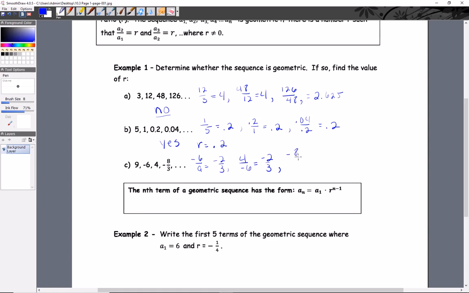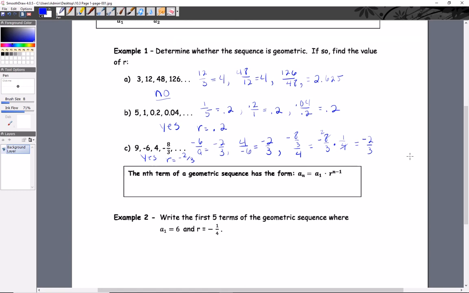So we'll check this last one. Negative 8 over 3 divided by the one before it, which is 4. So negative 8 over 3 times 1/4, reduce, that's a 2. So we do get, again, negative 2/3. So this one would be absolutely yes, and r would be negative 2/3. So that's how you identify whether or not your sequence is geometric.